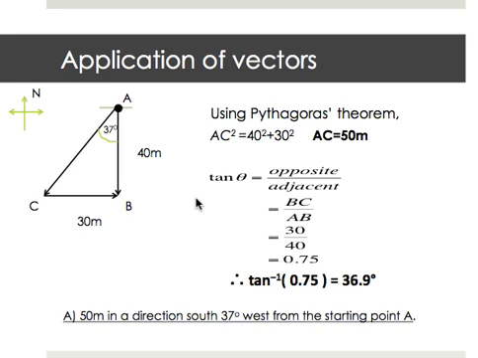For the angle, we can apply the tan ratio, and tan is equal to opposite over adjacent, which is BC over AB in this case. It is 30 over 40, which gives 0.75. So the angle whose tan is 0.75 is 36.9 degrees. The final answer for this question is 50 meters in a direction south 37 degrees west from the starting point.